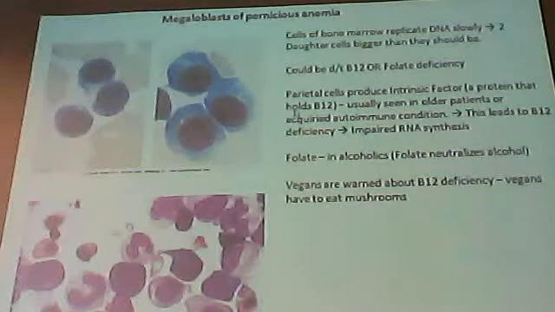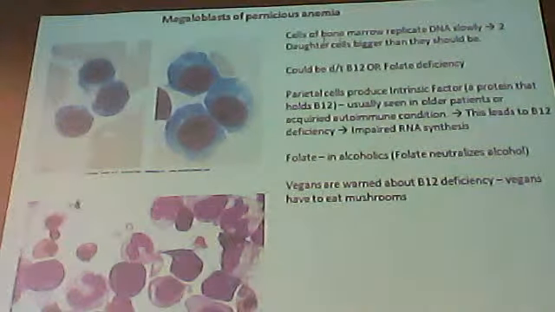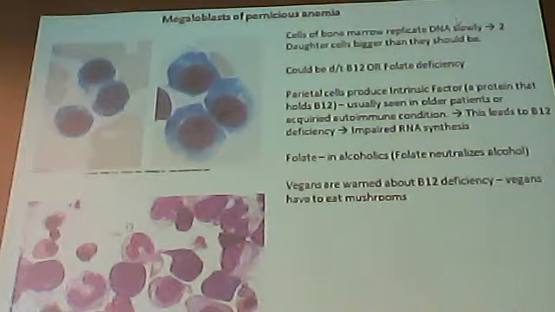So let's break it down. Megaloblasts of pernicious anemia. With pernicious anemia, in this case, cells of the bone marrow replicate DNA slowly, and the daughter cells are bigger than they should be.